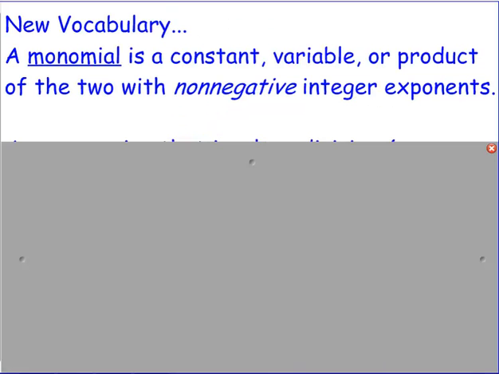Some new vocabulary for you, however, would be a monomial. A monomial, mono meaning one, is a constant, variable, or product of the two with non-negative integer exponents. There are no negative exponents involved if this is going to be a monomial. You're looking for a constant like 5, a variable like x, or a product of the two. We might also have exponents like 2 for a power of 2, but as long as it's not a negative exponent, we still have a monomial.